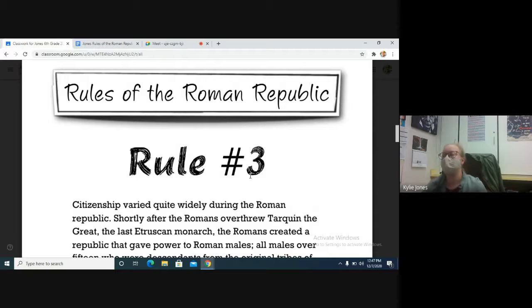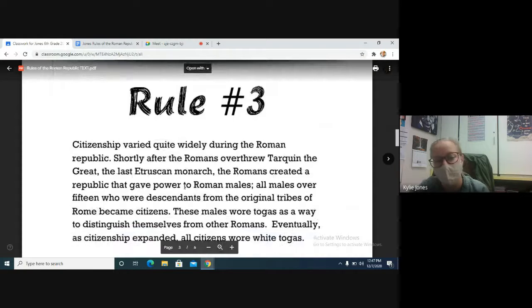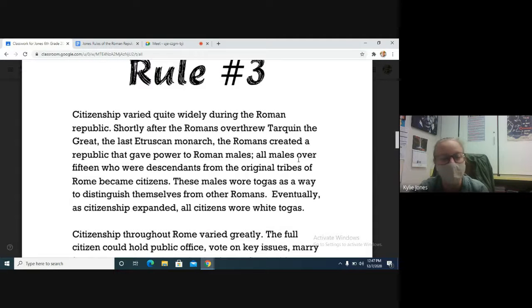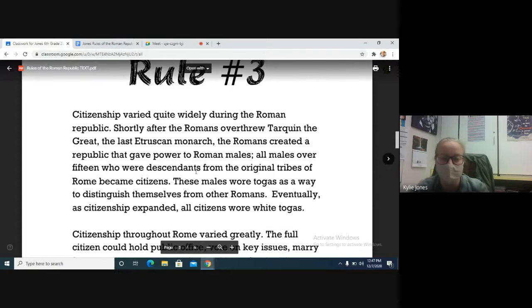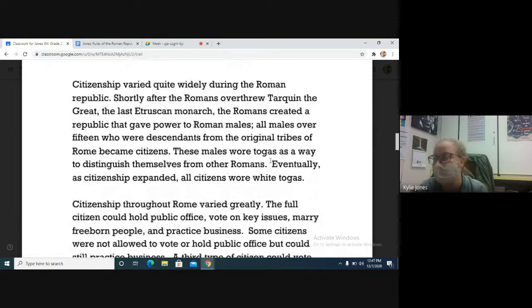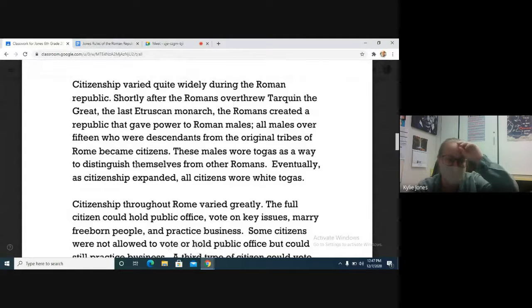All right, rule number 3, more information, says, the citizenship varied quite widely during the Roman Republic. Shortly after the Romans overthrew Tarquin the Great, the last Etruscan monarch, the Romans created a republic that gave power to Roman males. All males, so boys, over 15 who were descendants from the original tribes of Rome became citizens. These males wore togas as a way to distinguish themselves from other Romans. Eventually, all citizenship expanded, and all citizens wore white togas.